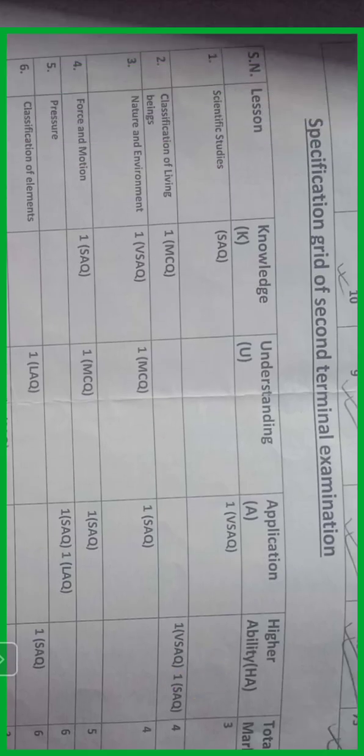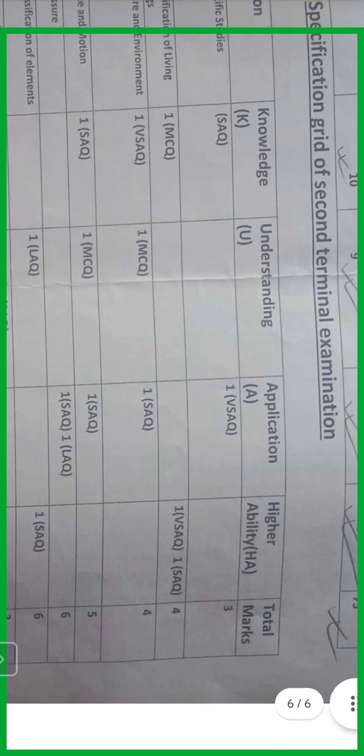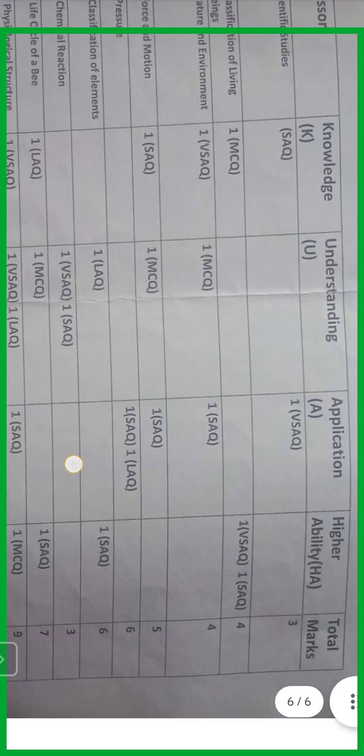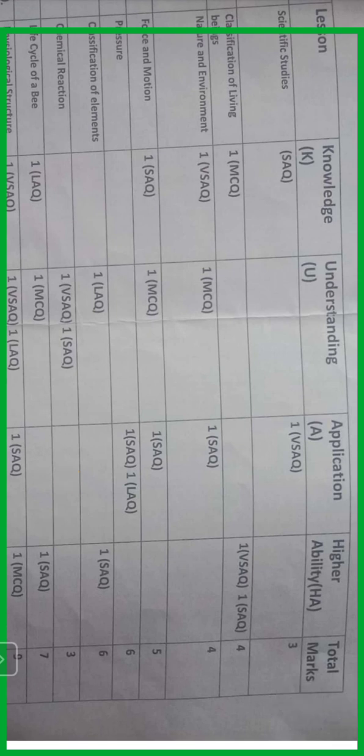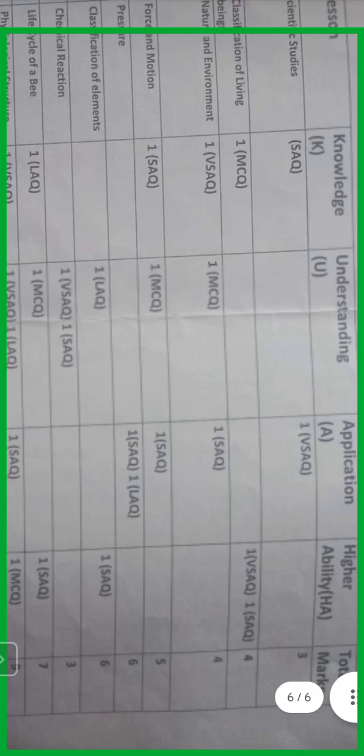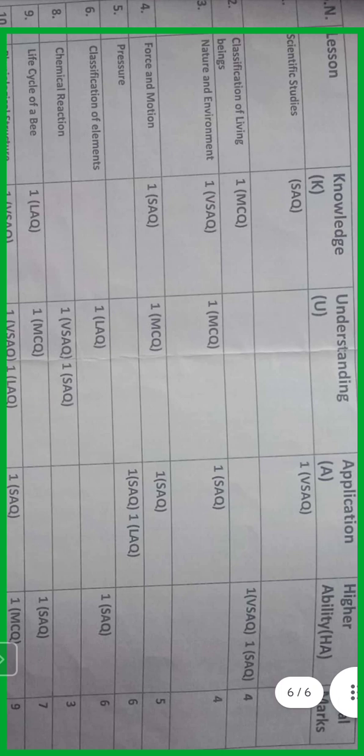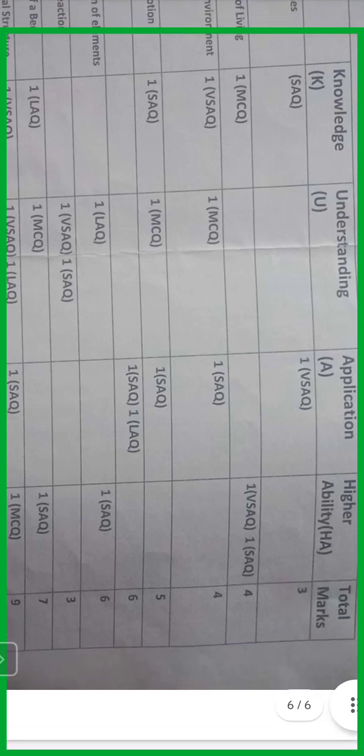From force and motion, 1 SAQ, 1 MCQ, 1 LAQ. Total 5 marks. From pressure, 1 SAQ and 1 LAQ, total 6 marks. Look here. From pressure in the second terminal examination, a 4 marks LAQ also comes. Total marks is 6 marks. And from classification of element, also 1 LAQ comes. Look here. From classification of element, 1 LAQ and 1 SAQ come. Total 6 marks.